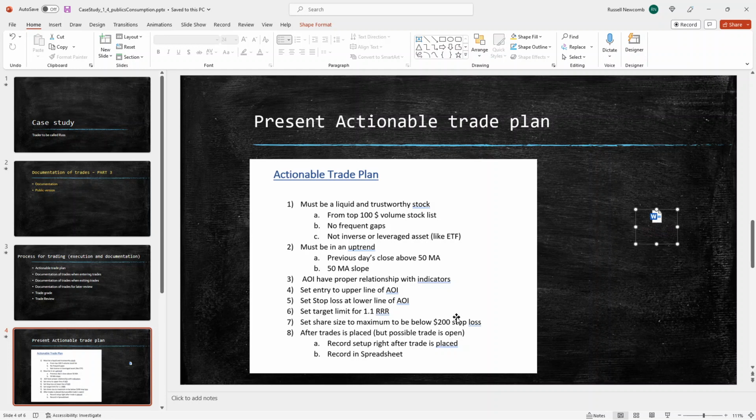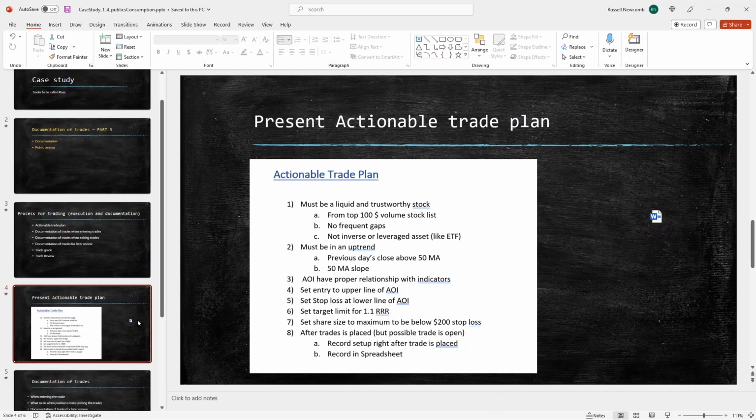We went over why in the previous section. It's a little bit over 1, so even if it's a 50-50 it is a very slight gain. He then sets the share size to be the maximum number of shares that's possible and still be below the $200 stop loss based upon the risk areas. And then also in his trade plan, after the trades are placed, he records his setup in not only his spreadsheet but also his Word document, and we'll be going over that very soon.